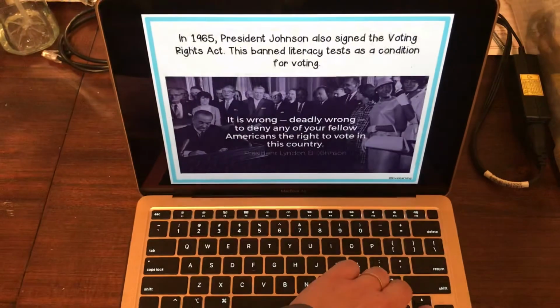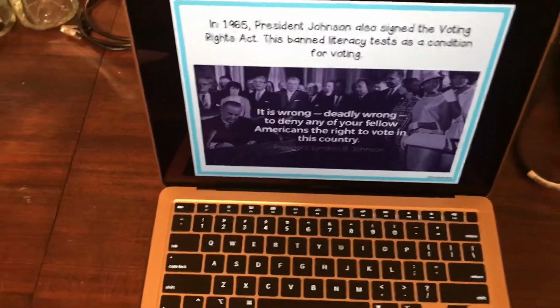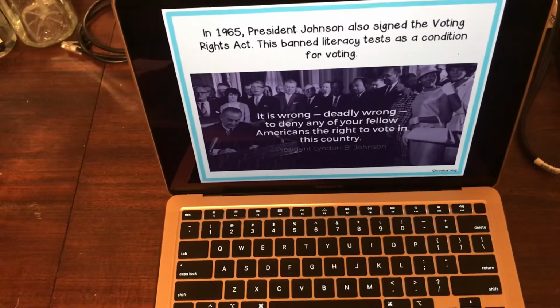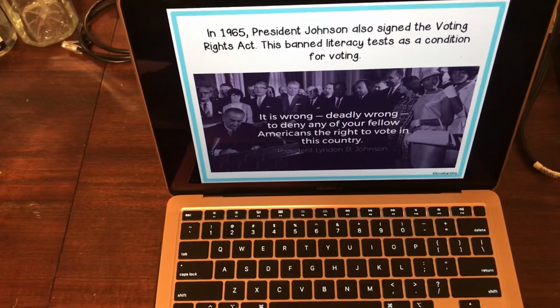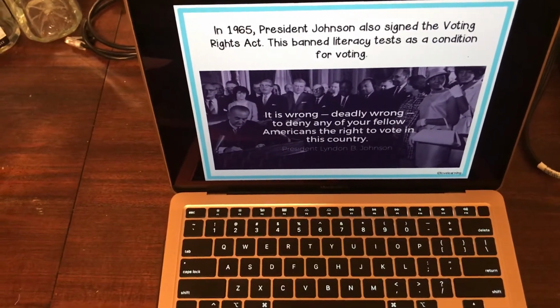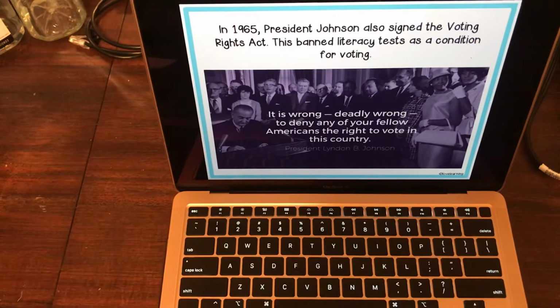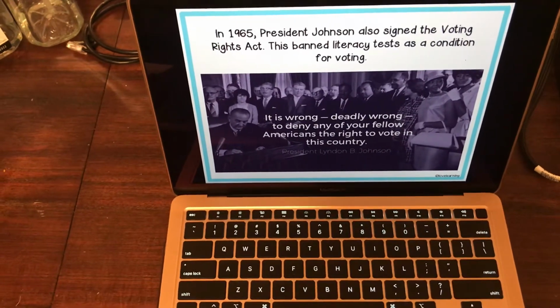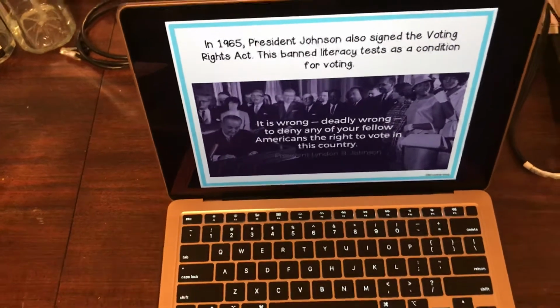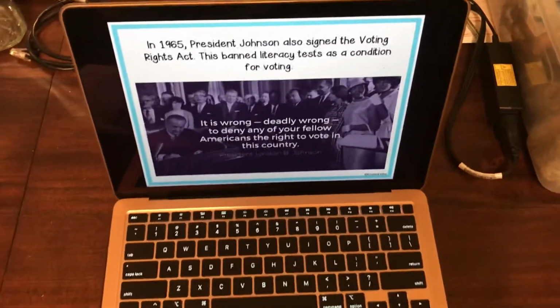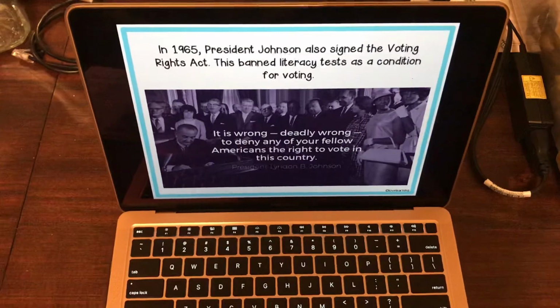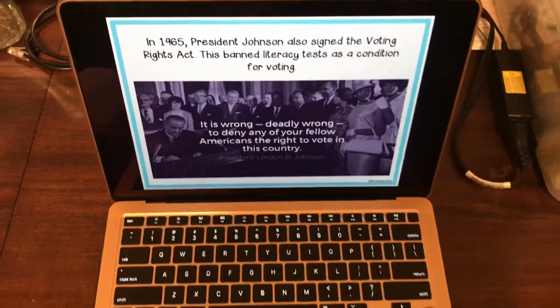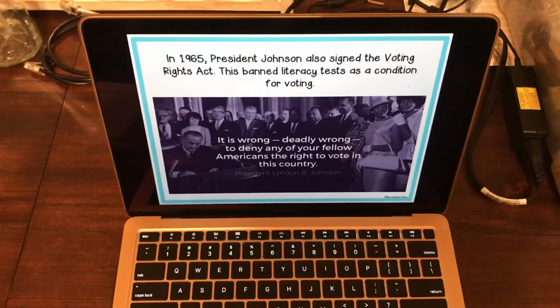We added that to our timeline. A quote from President Johnson at the time: "It is wrong, deadly wrong, to deny any of your fellow Americans the right to vote in this country." So now, a huge win, not only for African Americans, but for poor people, for people across the country that didn't think their vote mattered. This is now bringing more people to the polls, and more people have a choice in what they do for their country.